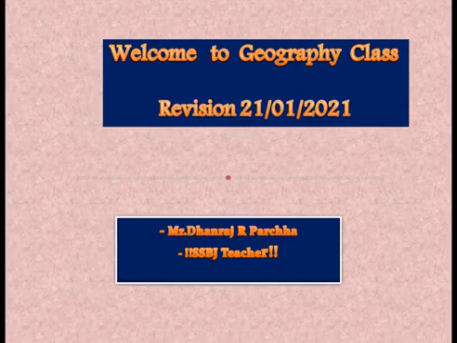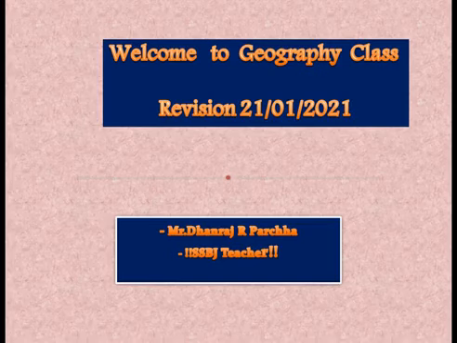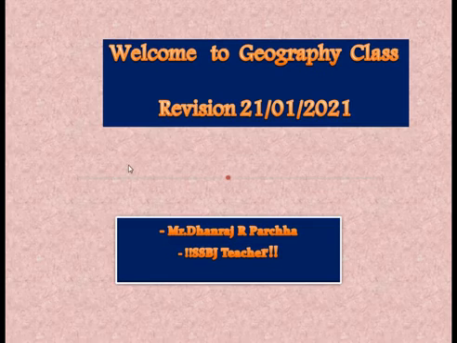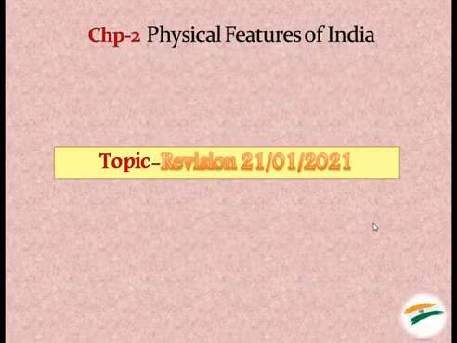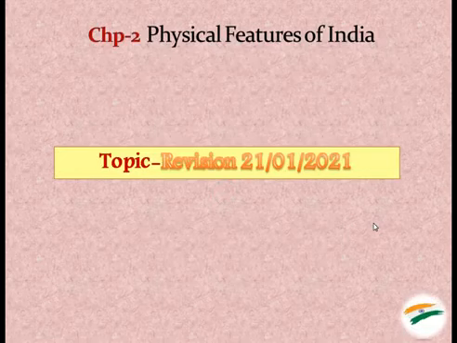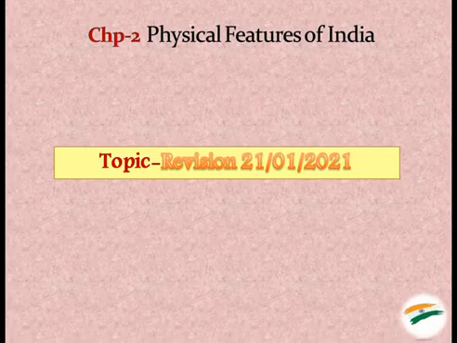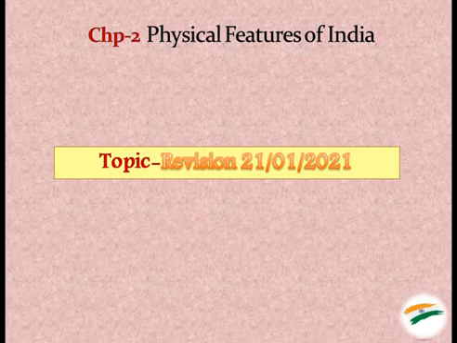This is the revision class. Today is 21st January 2021. Here we are going to do the revision of chapter number 2. The name of the chapter is Physical Features of India. In this revision part today, on the date of 21st January 2021, we will see the important basic points of this chapter in short note form. I request you, please pay attention very carefully.